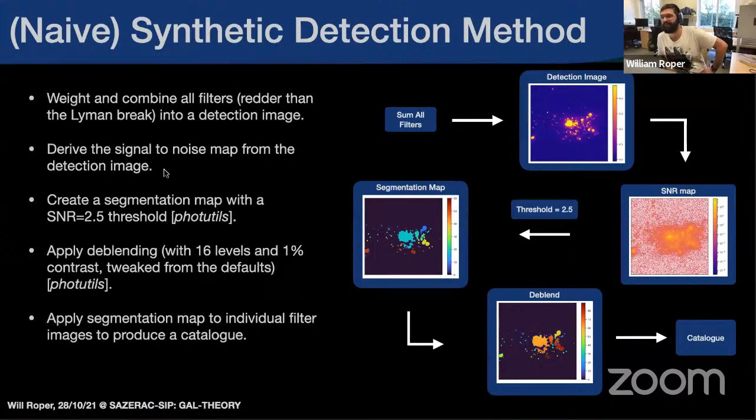And I put naive here because it is naive, but to do this, we weight and combine all filters rather than the Lyman break. This gives you a detection image from which you can derive a signal to noise map, which you threshold here at signal to noise of 2.5, which gives you the segmentation map. You then run the deblending here with 1% contrast level and 16 ISO density levels, which gives you the deblended map from which you can calculate your catalog properties for your galaxies.